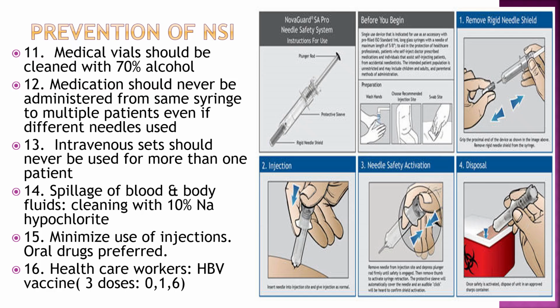For invasive procedures, injection should be deferred. Healthcare workers should be vaccinated with 3 doses of the hepatitis B vaccine, that is first dose, then second dose after 1 month, and third dose after 6 months, so 0, 1, 6. Hepatitis B vaccine is available, so every healthcare worker should be vaccinated, because for HIV and HCV vaccines are not there, but whatever vaccine we have, we should use.